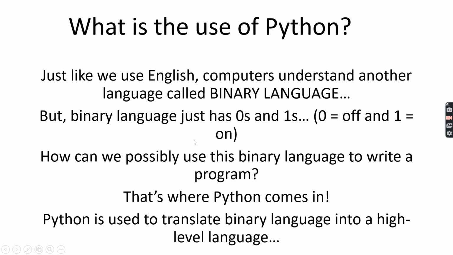So how can we possibly use this binary language to write a program? That's where Python comes in. Python is used to translate binary language into high-level language. So what is high-level language? High-level language is a language that both the computer and we humans can understand.